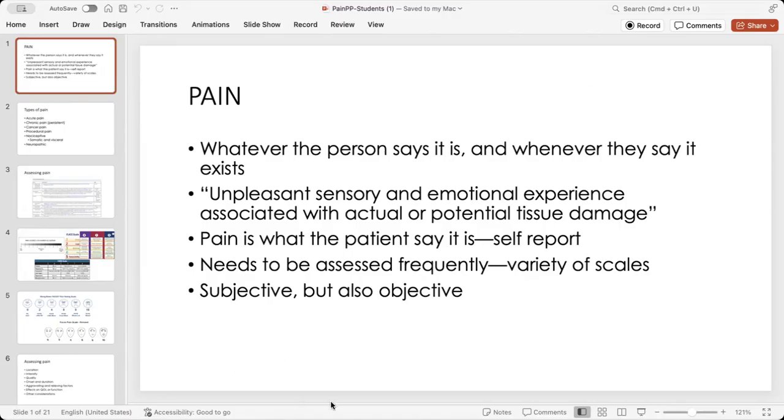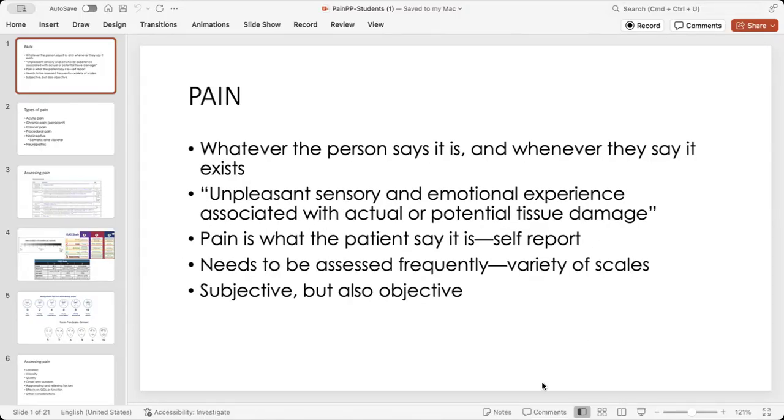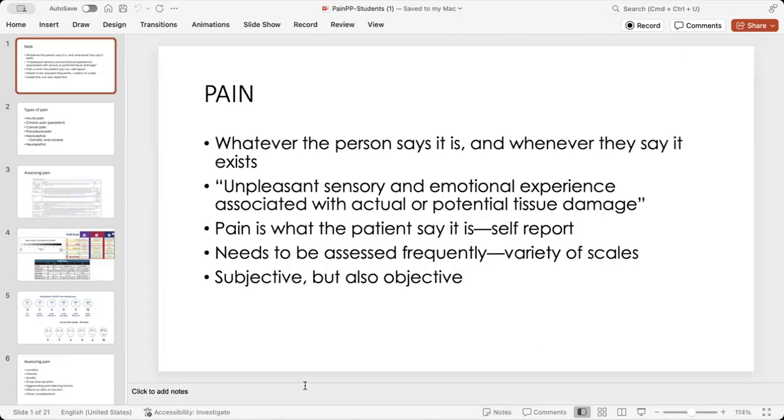What have you done for clients in pain? Yeah, pain is what they say it is. And how do they say it? On a pain scale, right? You have to use a pain scale. So whatever the patient says it is, and whatever they say it exists. Okay. Technically, we could say it's an unpleasant sensory and emotional experience associated with actual or potential tissue damage.